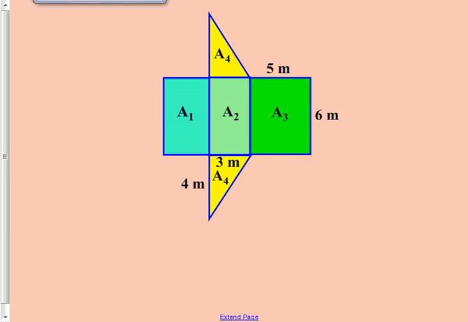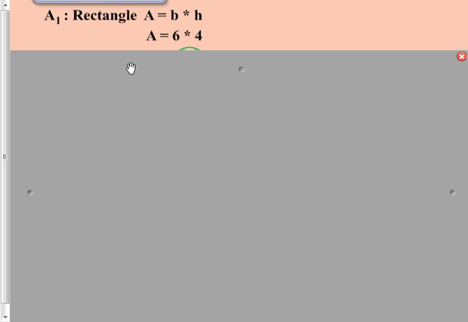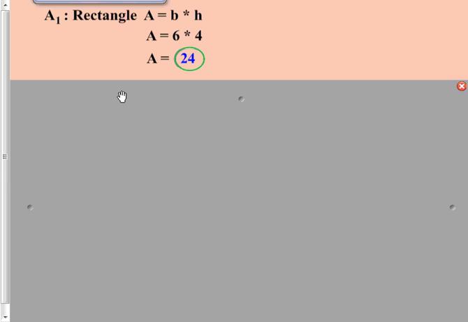So let's get started. Area 1 is a rectangle. So once again, our rectangle is found by going base times height. So let's look at area 1, and let's find the base and the height of that rectangle. Well, it looks like the measurements of that rectangle are going to be 6 meters and 4 meters. So plugging in 6 and 4, of course 6 times 4 is 24. There's only one rectangle like this, so we're not going to double it. 24 will simply become part of our answer.